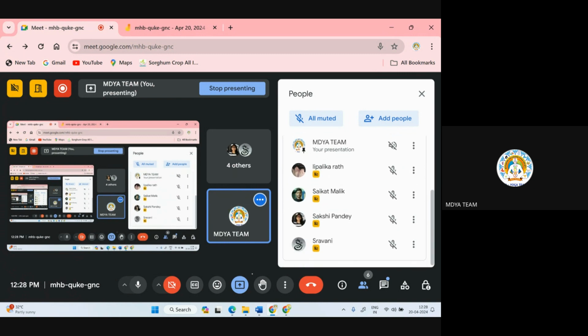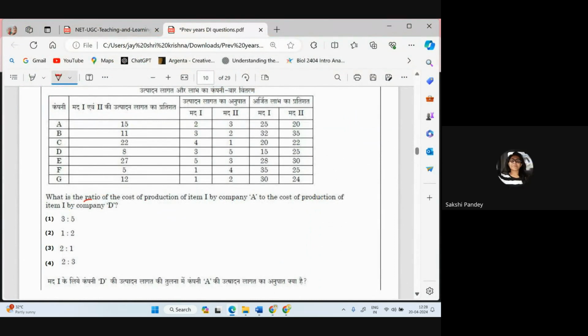Okay. Sakshi ji, will you explain this question? Sure, sir. Go ahead. What is the ratio of cost of production of item 1 by company A to company D? So it is asking the ratio between company A and company D for item 1.